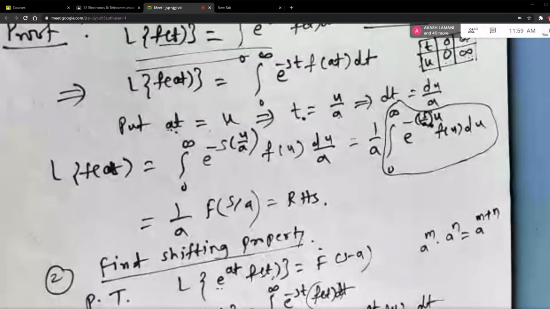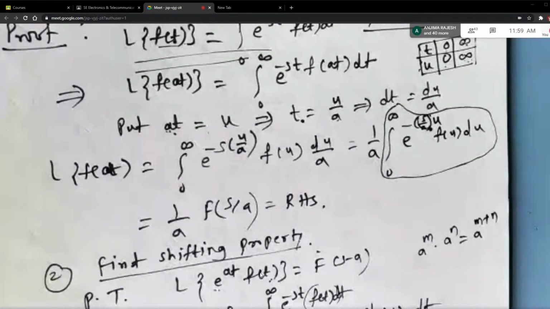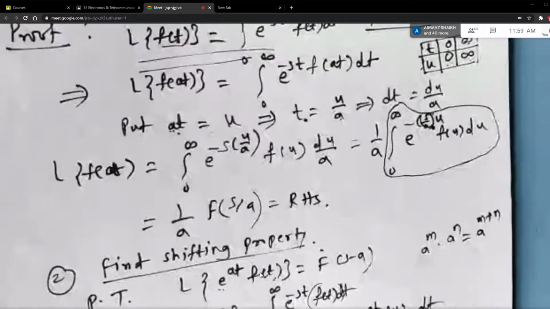u, find out all the corresponding substitutions and you get the required right hand side. Any doubt in this? Ma'am, that u is just taken as just a value, no? Yes, any letter. Okay. Yes, any letter you can use. In place of u, you can use any letter.